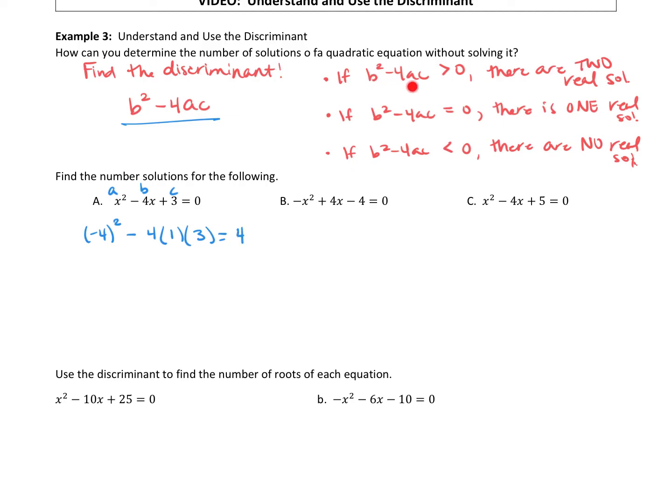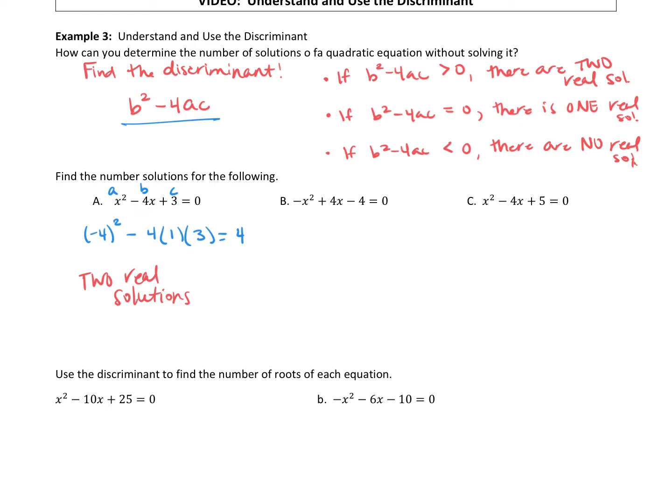So if your b squared minus 4ac is greater than 0, there are two real solutions. This equation will have two real solutions. I don't know what they are. 4 is not a solution, but because the discriminant is positive, that tells me there are two solutions. This parabola crosses the x-axis twice.